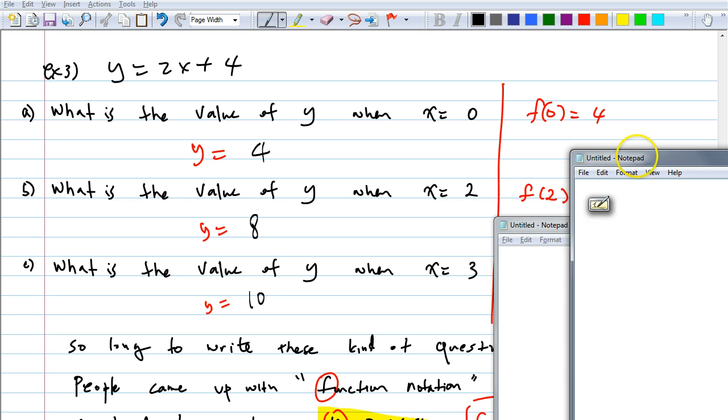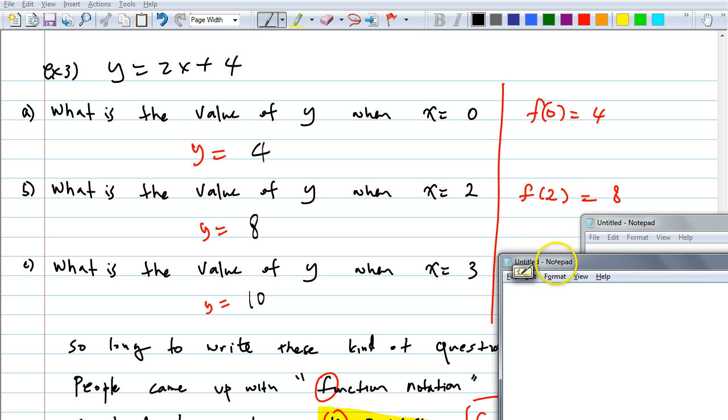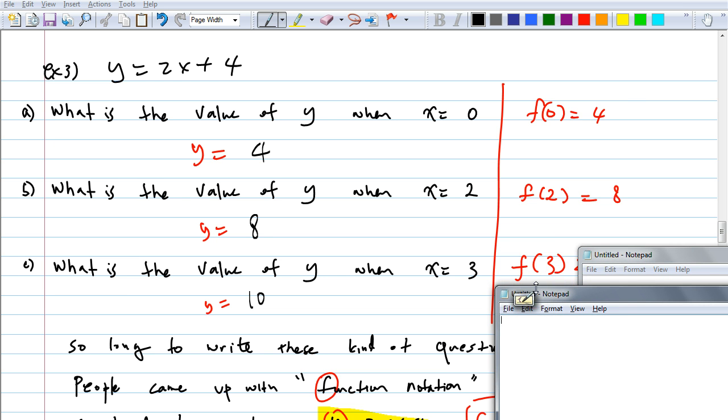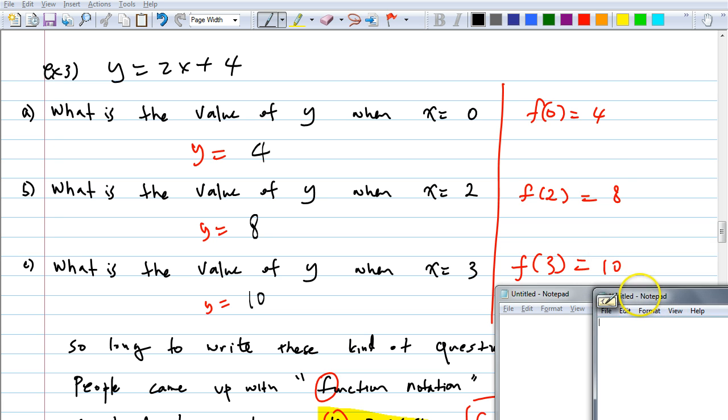Didn't we just find that answer? Okay, Austin, guess what the third question will be written as? Instead of writing this long sentence, what is the value of y when x equals 3? What do you think we're going to write? F of 3 is exactly right. Does that make sense? So then, what's the answer? 10. Do you guys understand what I'm trying to say?